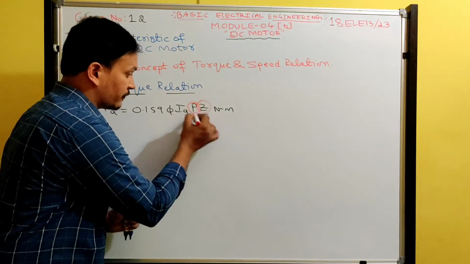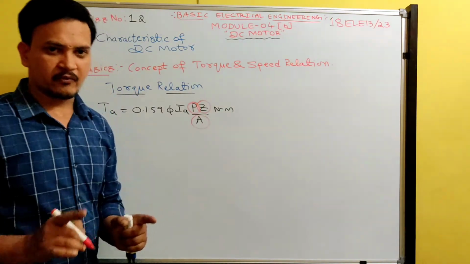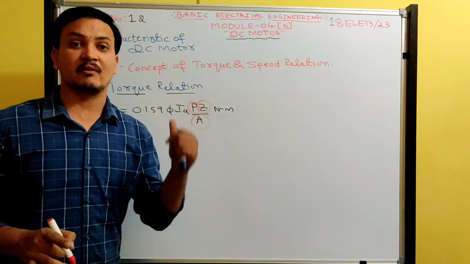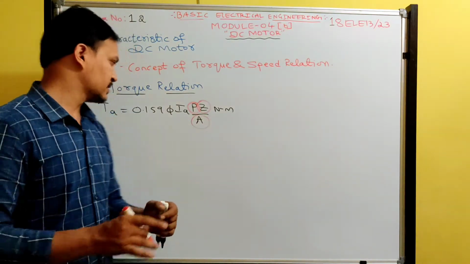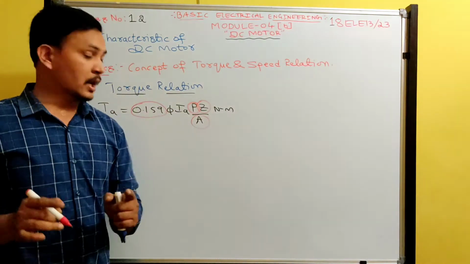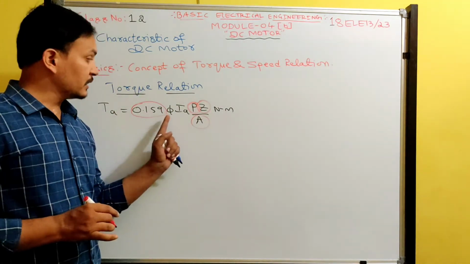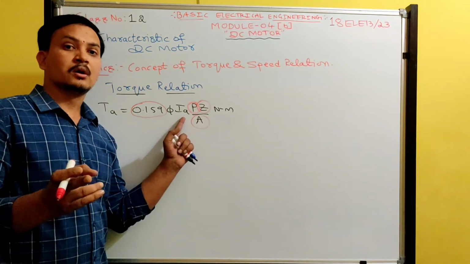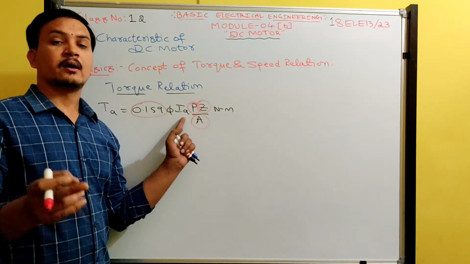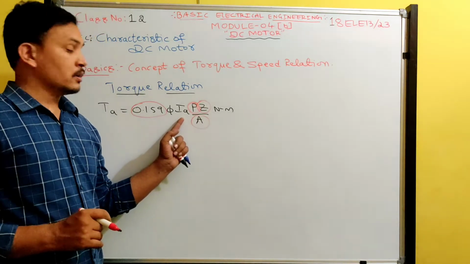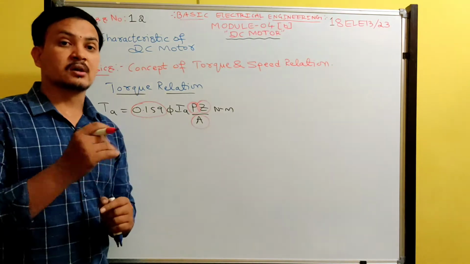And the number of parallel paths, that is the type of winding: you cannot change the type of winding, lap winding to wave winding, to get the required torque. So that is fixed. And 0.159 is also fixed. Now only by varying the flux and armature current. This armature current depends on how the armature is loaded. And the flux is going to increase or decrease.